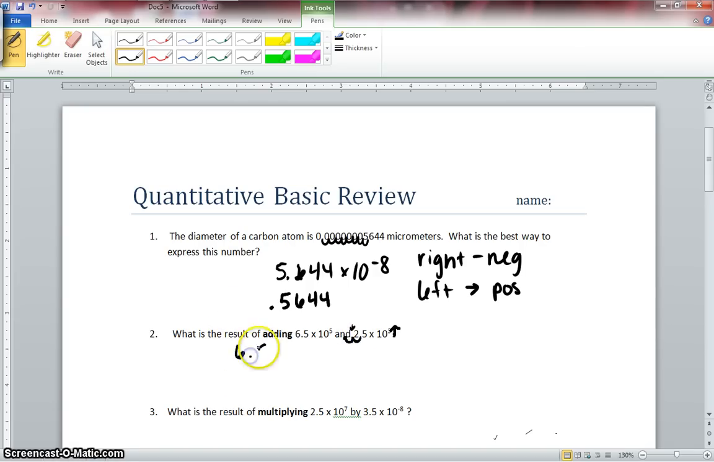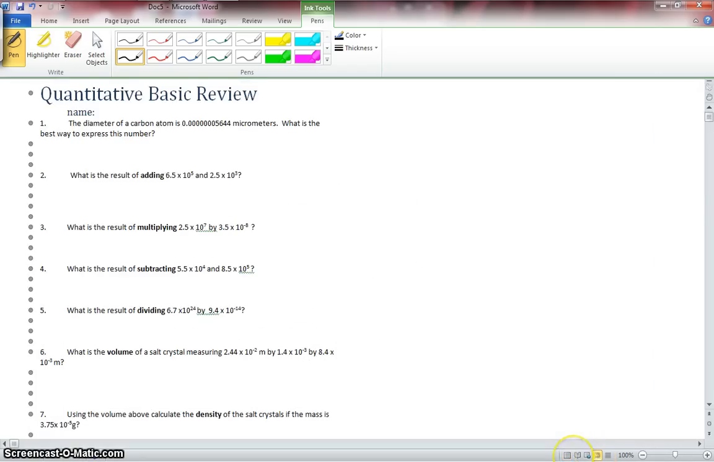So we have 6.5 plus 0.025, both times 10 to the 5th now. So we have 6.525 times 10 to the 5th. Now, is our answer in correct significant figures and scientific notation? Scientific notation, yes. Sig figs, no. We only have 2 sig figs here, and 2 here, so our answer can only have 2 significant figures.